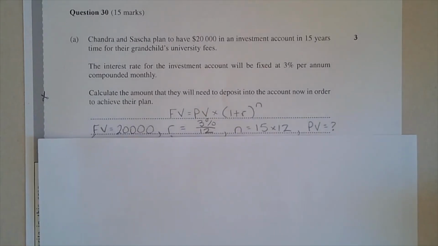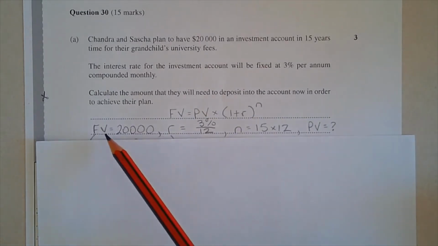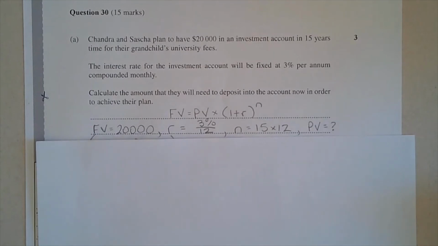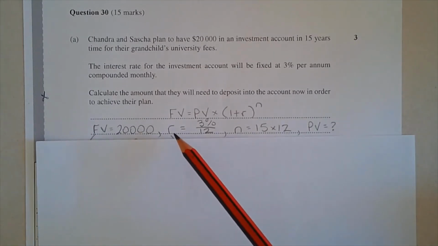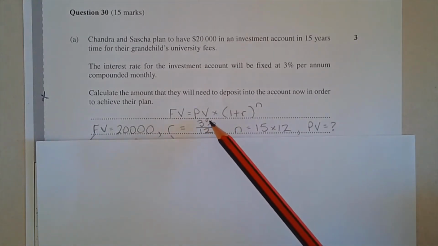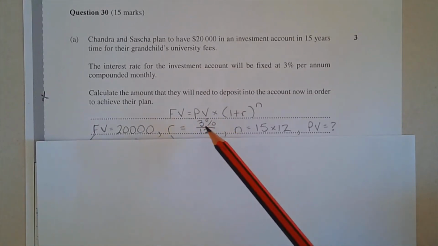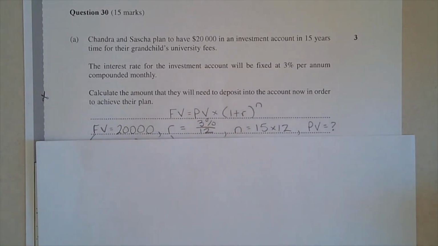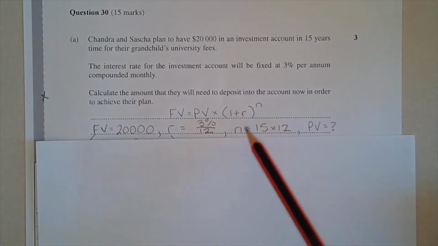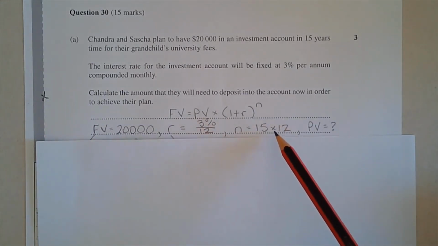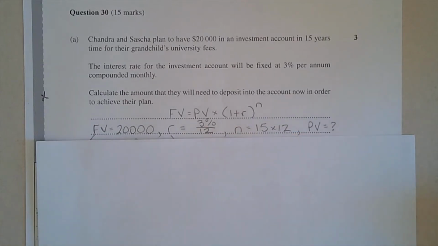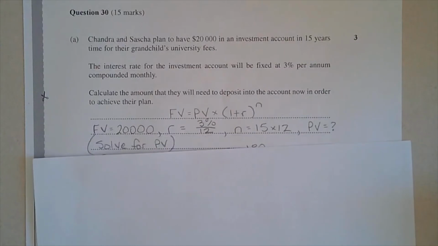So what do we know? We know the future value is $20,000. Now the interest rate per period is 3% divided by 12, so that's 3% per annum, and there are 12 months in a year. And the number of compounding periods is 15 years multiplied by 12 compounding periods per year, so that equals 180. And the present value, we have no idea about. That's what we're trying to solve. So we need to solve for the present value.